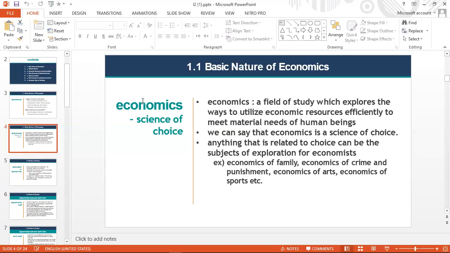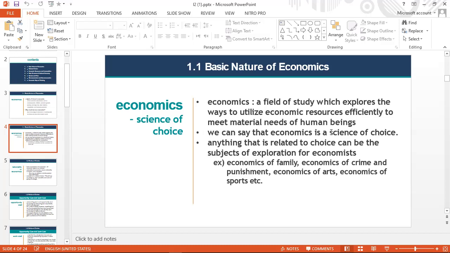So, economics, as abbreviation, it's a science of choice. It's economics because you have limited resources and you have many needs. So, economics is a field of study which explores the ways to utilize economic resources efficiently to meet material needs of human beings. Economics is a science of choice because you have unlimited wants and you have limited resources.